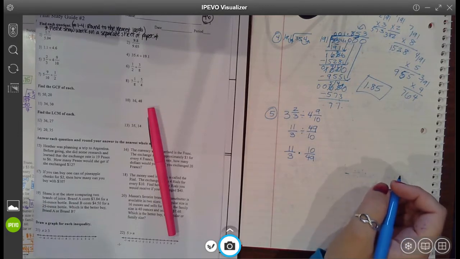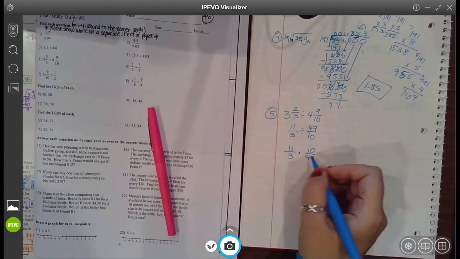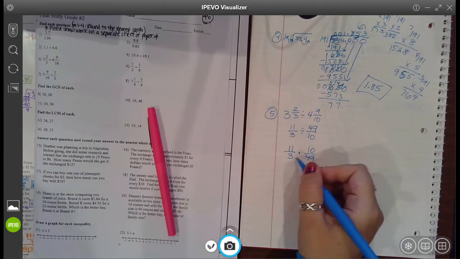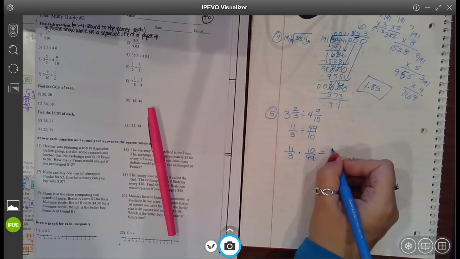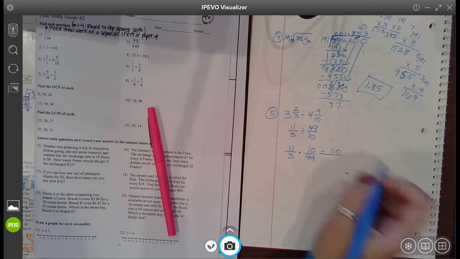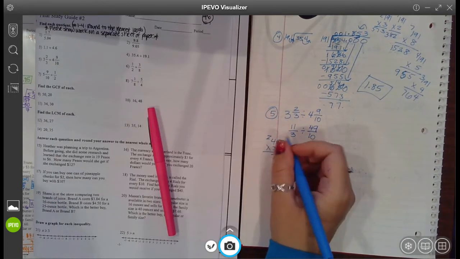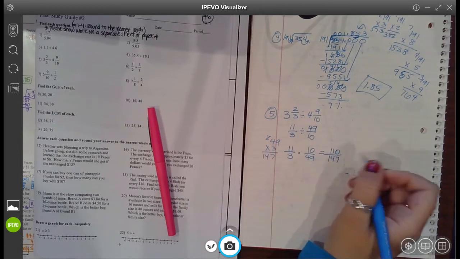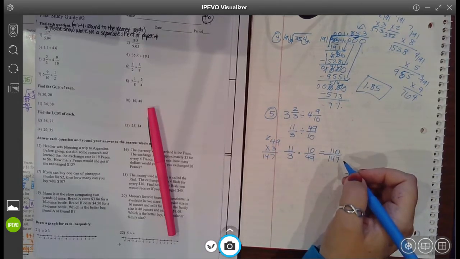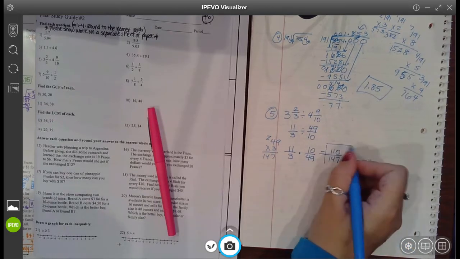Now that we have it set up like this, I look to see if anything can cross cancel. Can anything go into both 11 and 49? No. Can anything go into 3 and 10? No. So now I just multiply across. 11 times 10 is 110. And 49 times 3, that's 12 plus 2 is 14. Okay, if it was improper, I would need to change it, but that's not improper, and we know it can't reduce, so we're good to go.